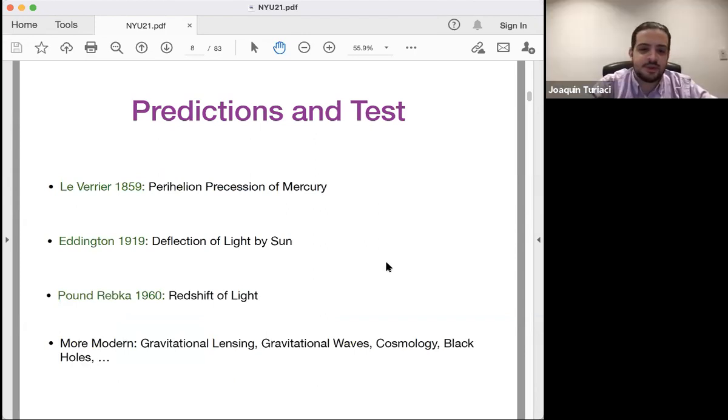Okay, thanks. And finally, the redshift of light, which basically tells you that clocks move differently locally depending on the gravitational field where they are placed. And there have been more modern tests, some of which I'm going to talk about.